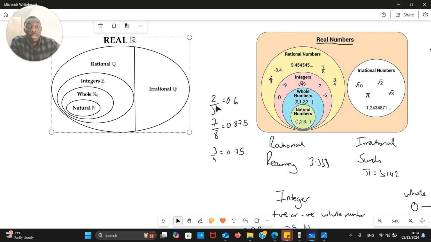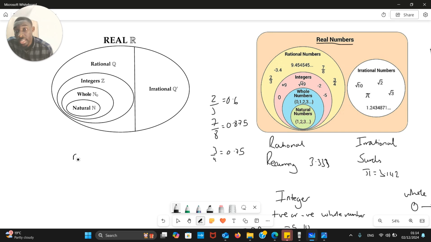Yep. So we can see irrational numbers. If you see this symbol, a Q with an apostrophe, that means irrational. And the way you're going to see this in questions is that they will say, okay, N is a set of, so if you have Q, that means a set of rational numbers. If you have Z, that means integers, so positive whole numbers and negative whole numbers.